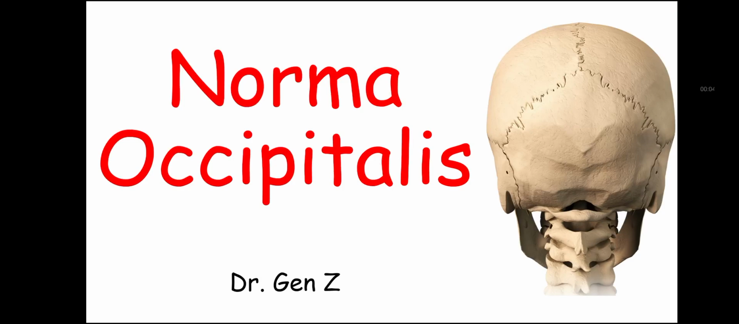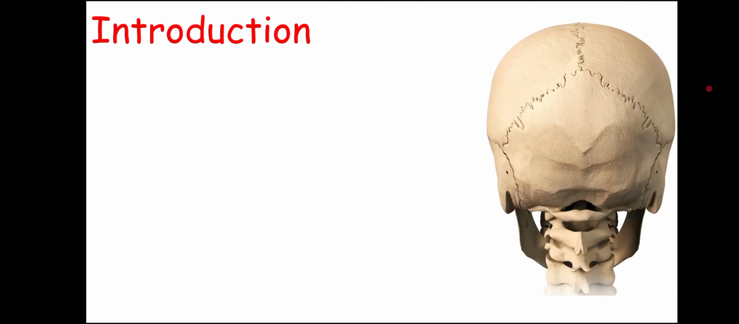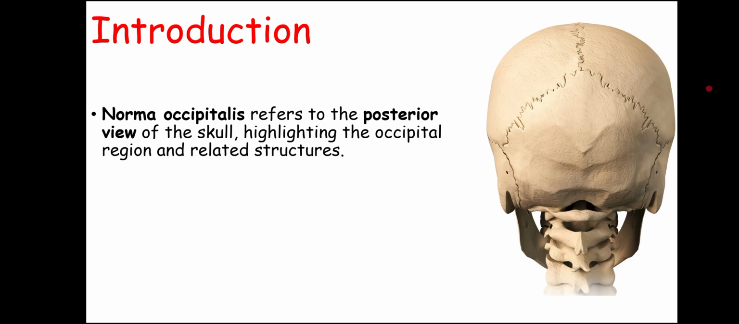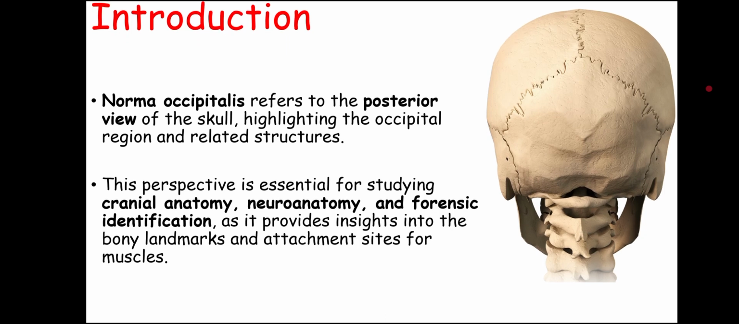Today we are covering Norma Occipitalis. First, we'll start our topic with the introduction. Norma Occipitalis refers to the posterior view of the skull, highlighting the occipital region and related structures. This perspective is essential for studying cranial anatomy, neuroanatomy, and forensic identification, as it provides insights into the bony landmarks and attachment sites for muscles.